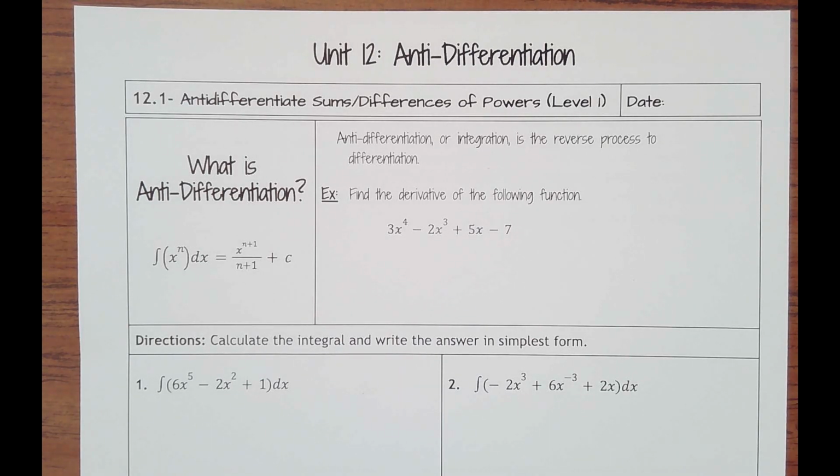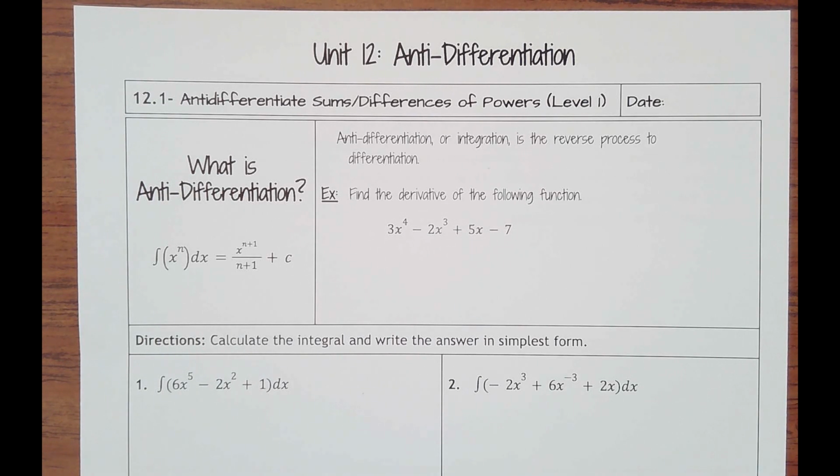Unit 12 is anti-differentiation. So we've spent almost 3/4 of our year doing differentiation. We are finally starting to switch gears because in calculus there's two major topics that you learn. First one is finding the slope of curved lines. We have done that and done that and done that. So that is called differentiating. Now, anti-differentiation is going to be used to find the slope under curved functions.